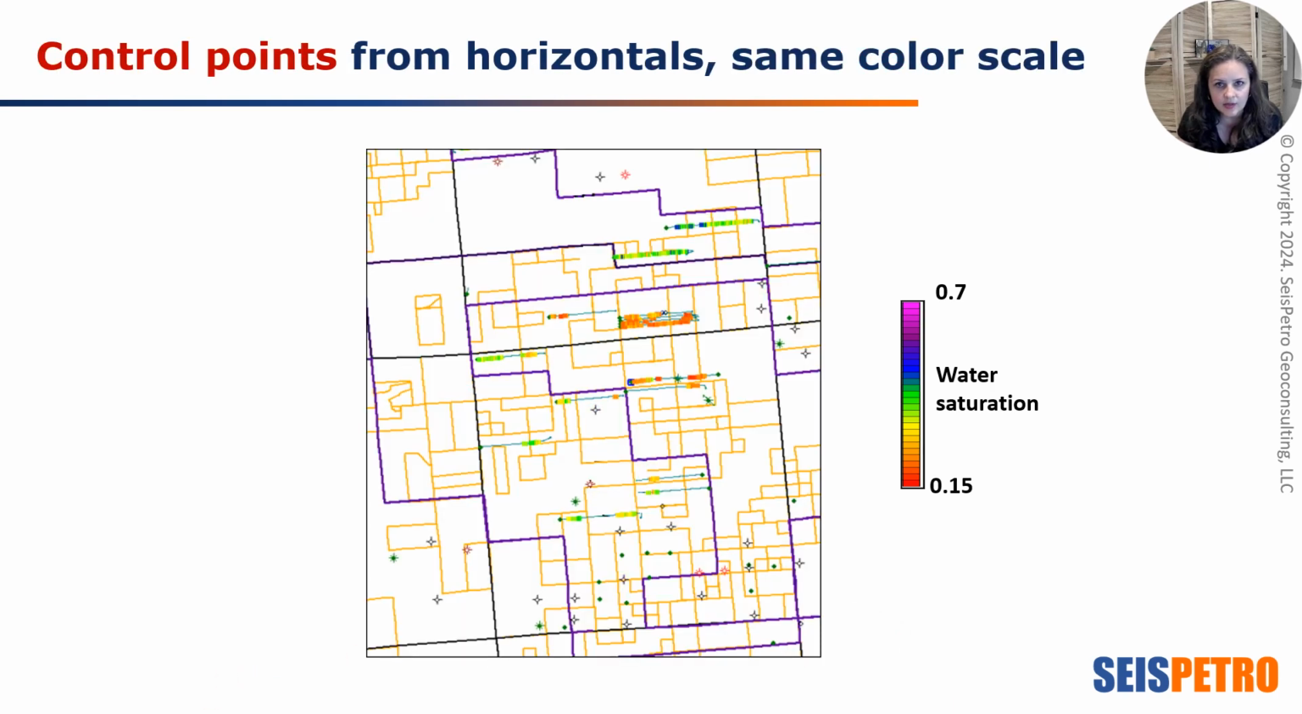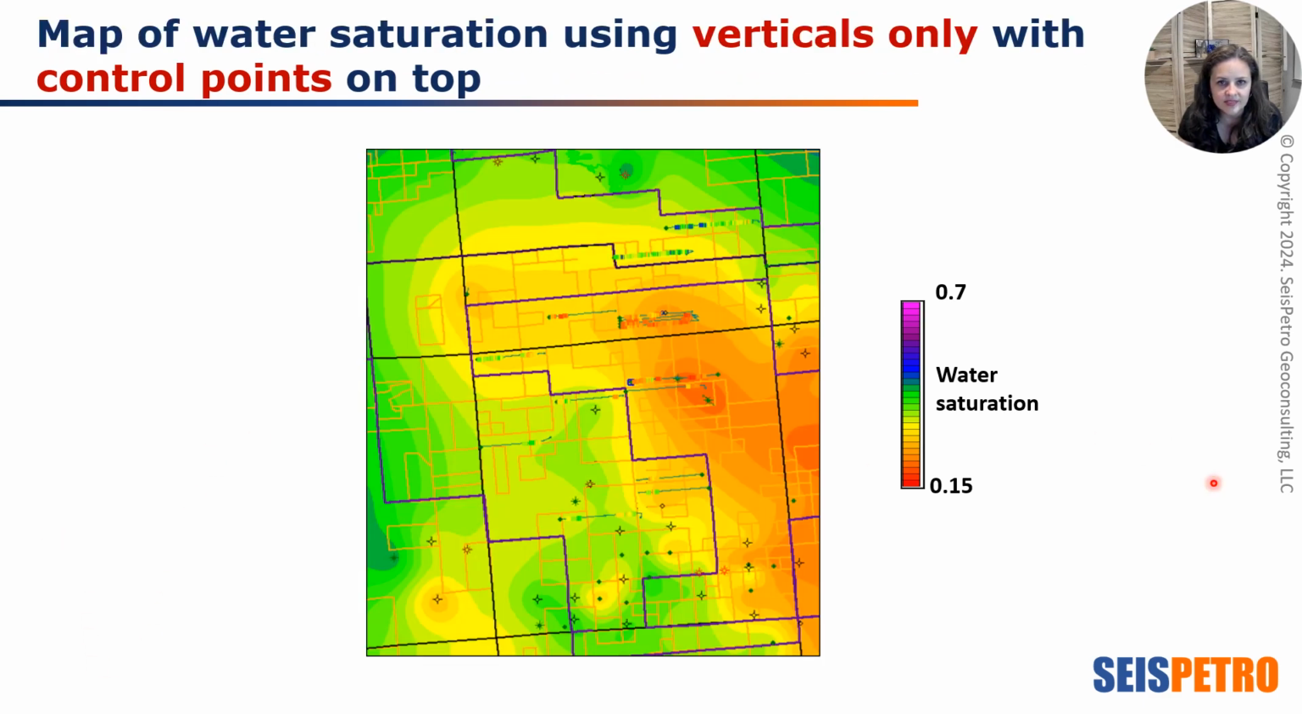In this slide, we're showing only the control points that come from the horizontals, using the same color scale that we saw before. They're hard to see, but if you look in detail, we can see the points. These are red, these are green and yellow, and some here are in blue. In this next slide, we have the same map as two slides ago, but now I plotted the horizontal control points on top.